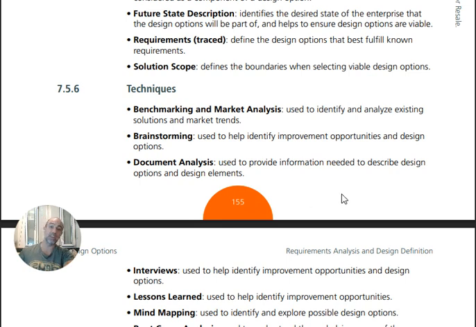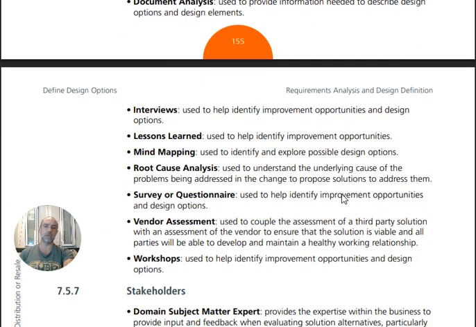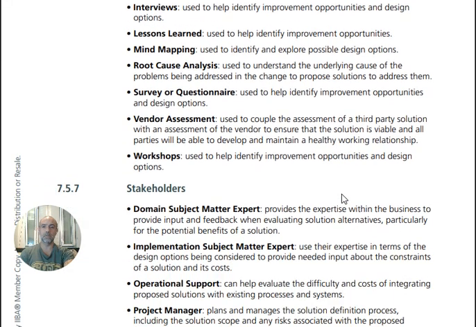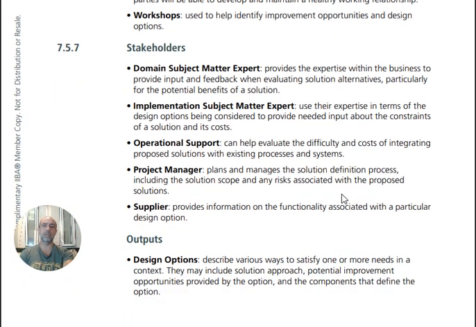What are the techniques? Benchmarking and market analysis, brainstorming, document analysis, interviews, lessons learned, mind mapping, root cause analysis, survey or questionnaire, vendor assessment, and workshops. Who are the stakeholders? Domain subject matter experts, suppliers, project managers, operational support, and implementation subject matter experts. We're more specific when it comes to this one, but I'm assuming it's because operations, management, supply, implementation, this is a logistical approach, right? And it's probably because we're defining the design options.